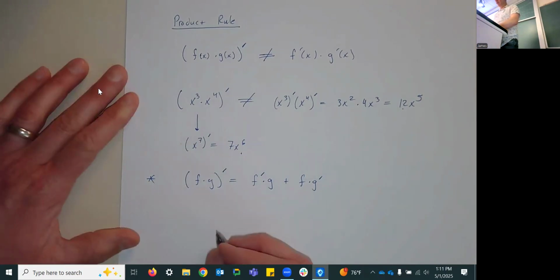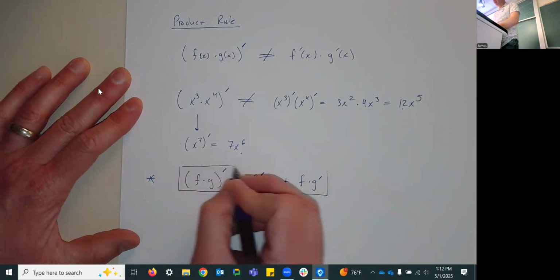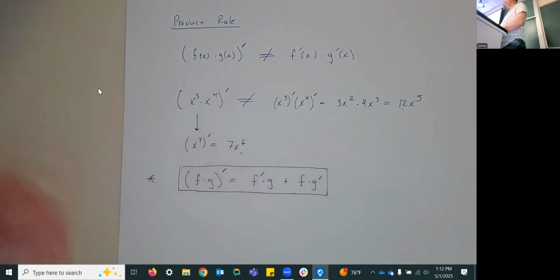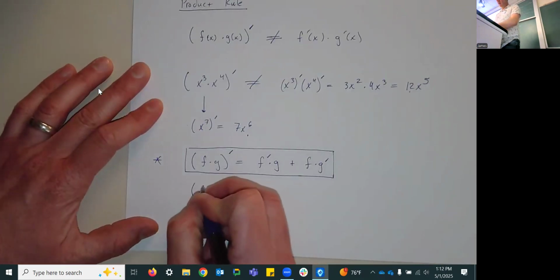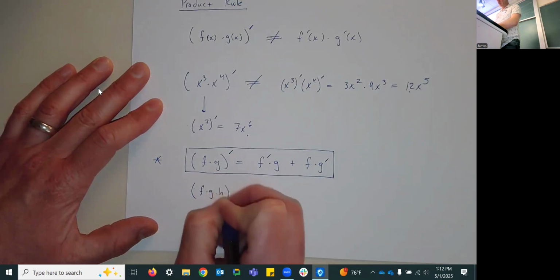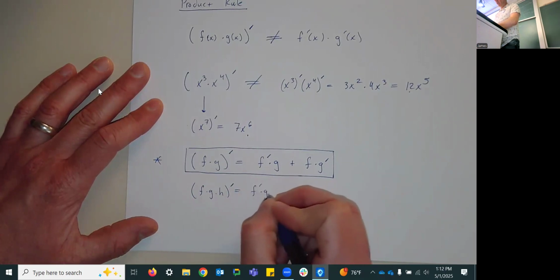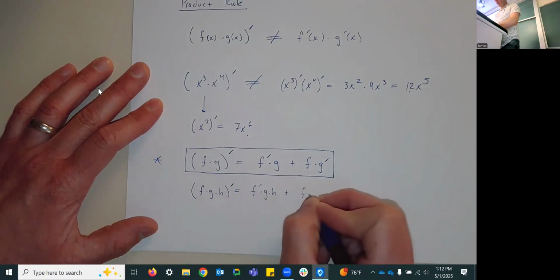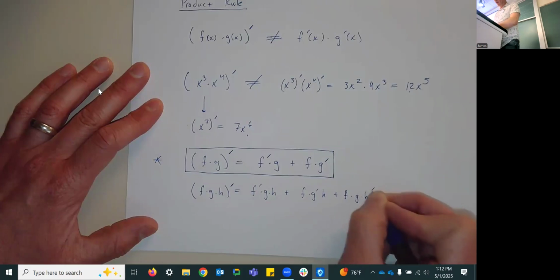And what's kind of cool about the product rule is you can actually extend it to any number of things multiplied together. So this is the typical product rule, but you can also have a triple product rule, which is, say, the derivative of f times g times h is equal to f prime times g times h plus f times g prime times h plus f times g times h prime.